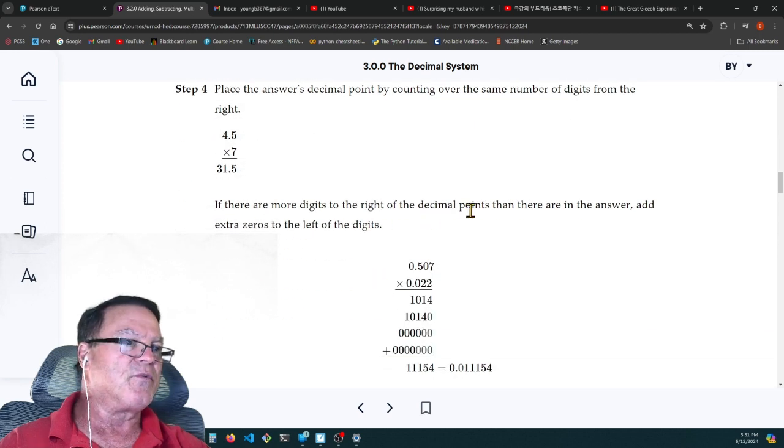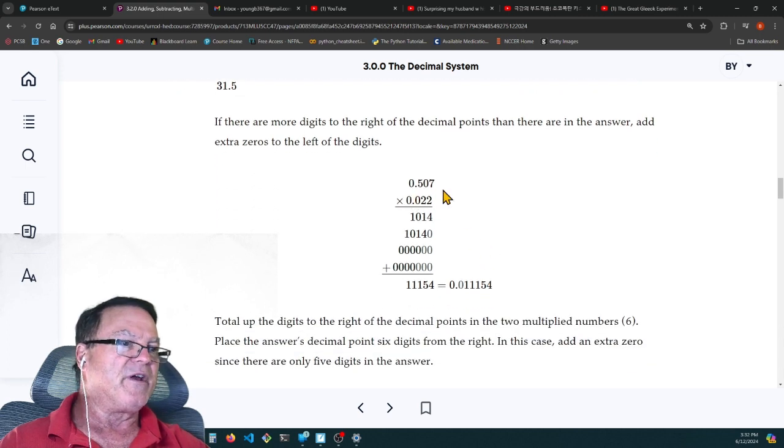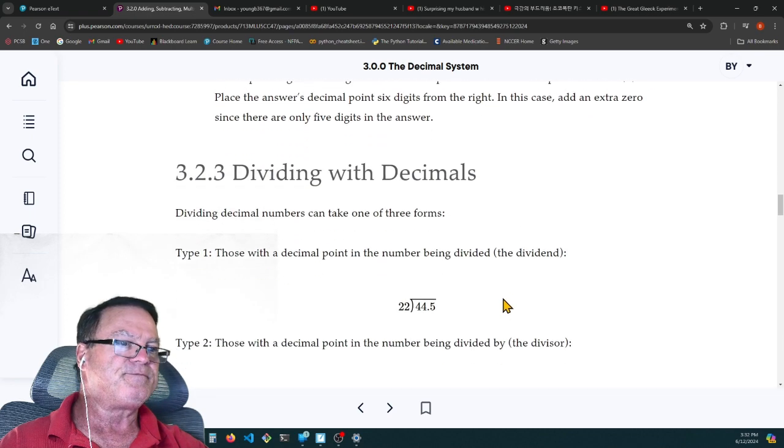If there are more digits to the right of the decimal point than there are in the answer, add extra zeros to the left of the digits. So here they're multiplying these two numbers. I'm not going to go through the multiplication, but they ended up with this number 11154, and you count 1, 2, 3, 4, 5, 6 decimal places. So you move 1, 2, 3, 4, 5. When you move the sixth decimal place, you have to put a 0 to the right of the decimal point to get the correct answer.